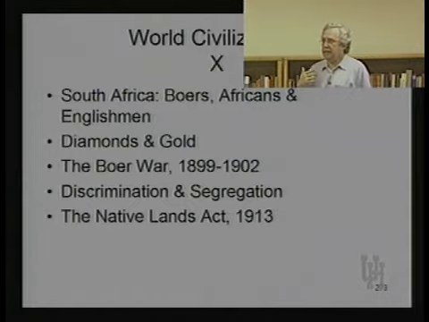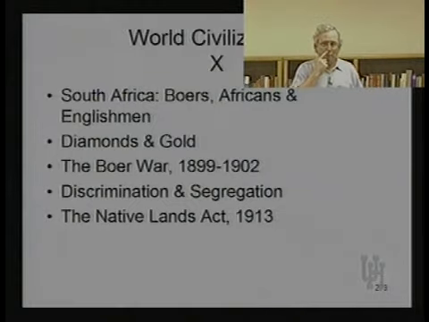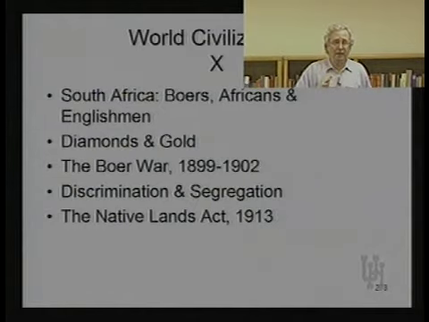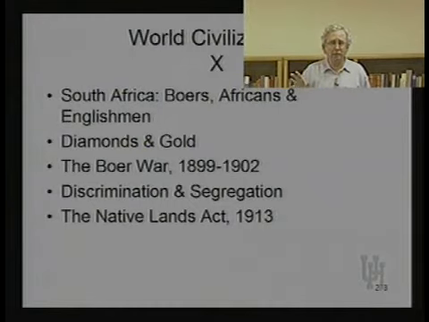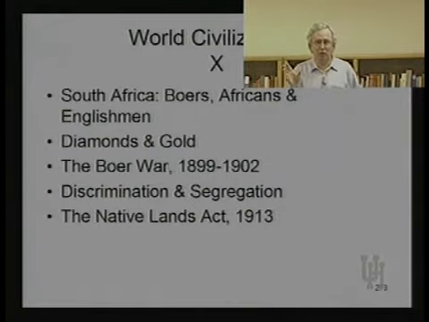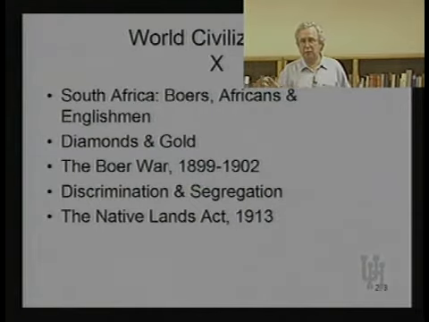Discrimination against the African population has long existed and intensified as the mining discoveries were made, because now there was need for hundreds of thousands of Africans to work the diamond and gold mines. And this was not going to happen simply by them being offered high wages, which they weren't, but rather by forcing them to work in these mining operations.